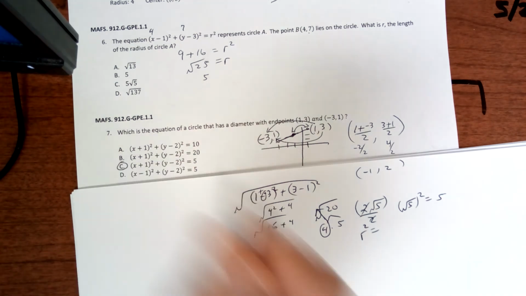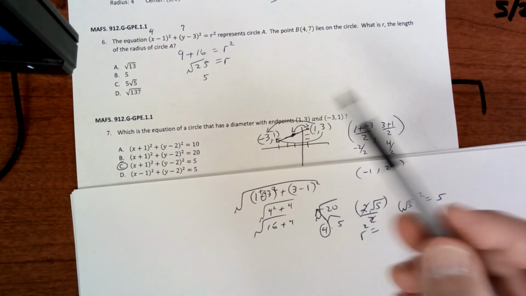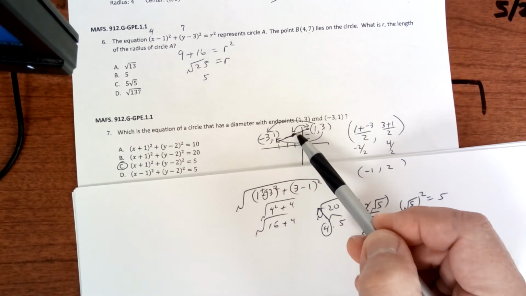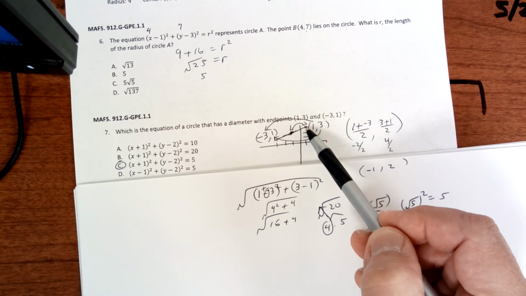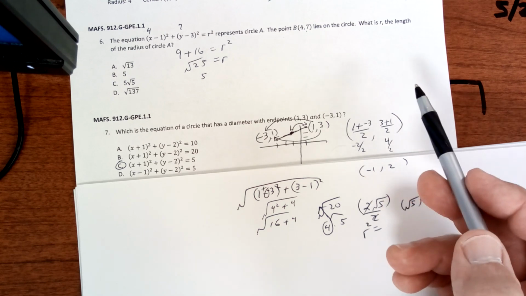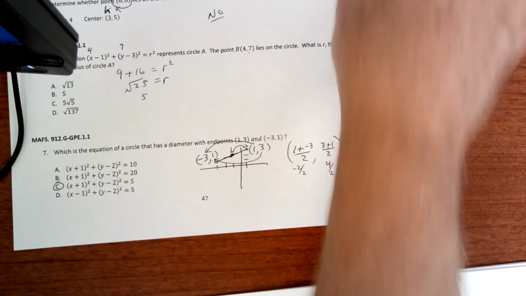Okay? So let's just recap. We took the 2 points, we found the midpoint, then we did the distance formula here to figure out the radius. Okay? And there it is. Put a star by that one, you might want to come back and take a look at it. All right, let's keep moving.